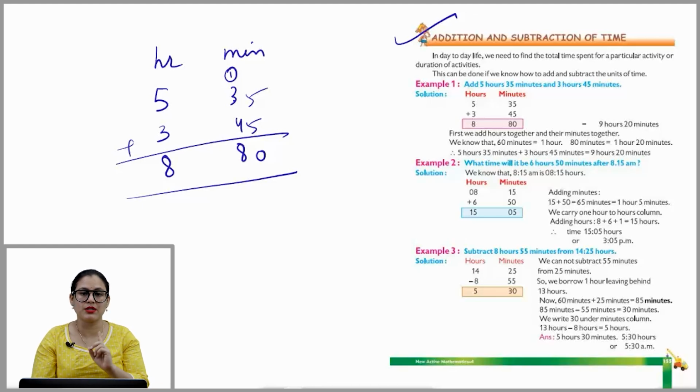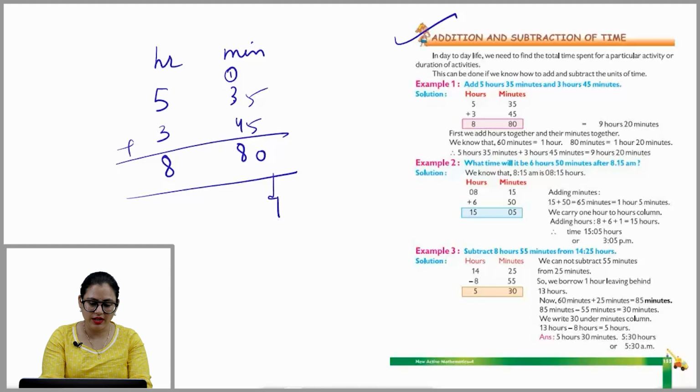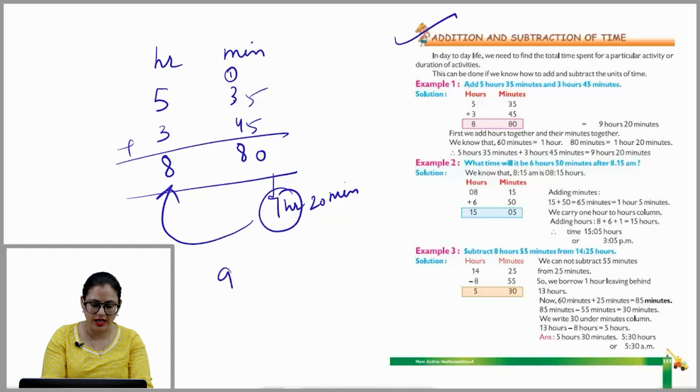We know that 60 minutes equals 1 hour. 80 minutes is 1 hour 20 minutes. So, we will add this 1 hour to this. That means 9 hours and 20 minutes.